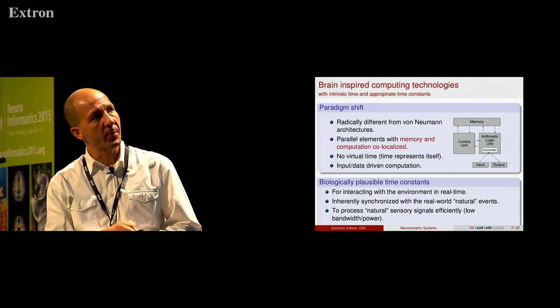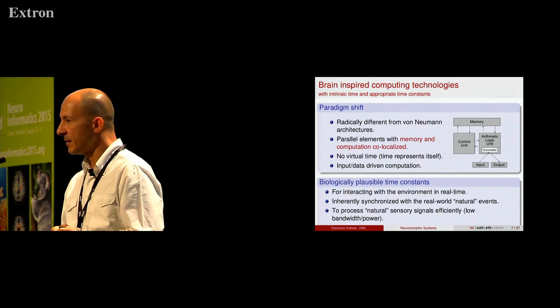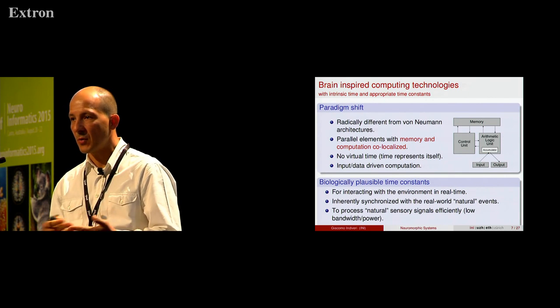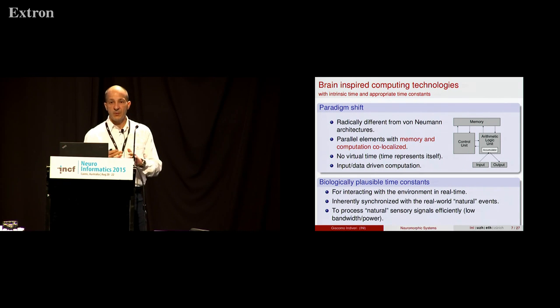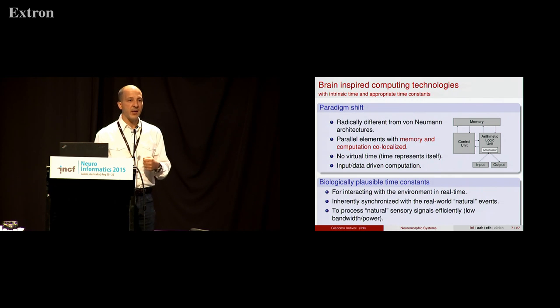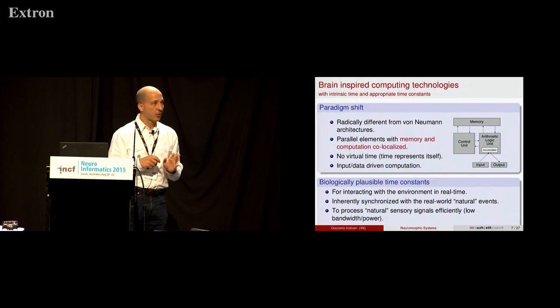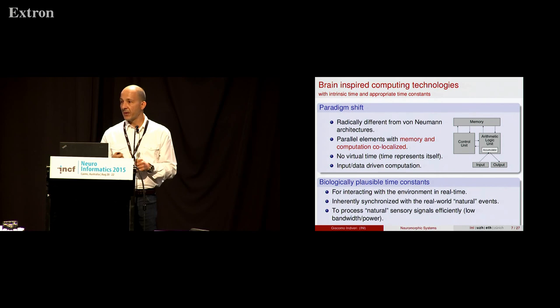It's important to try to reproduce biologically plausible time constants if we want to build neural systems that interact with the environment. And the reason is that if we want to interact in real time, for example, for gesture recognition, we have to have time constants in our systems that are well matched to the time constants of the signals that we want to process. And if it's natural events like speech or motion, these are tens of milliseconds. It's not gigahertz like you have in laptops. It's really hertz or fractions of hertz. And this is something difficult to achieve with silicon. Silicon wants to go fast, so we have to slow it down.